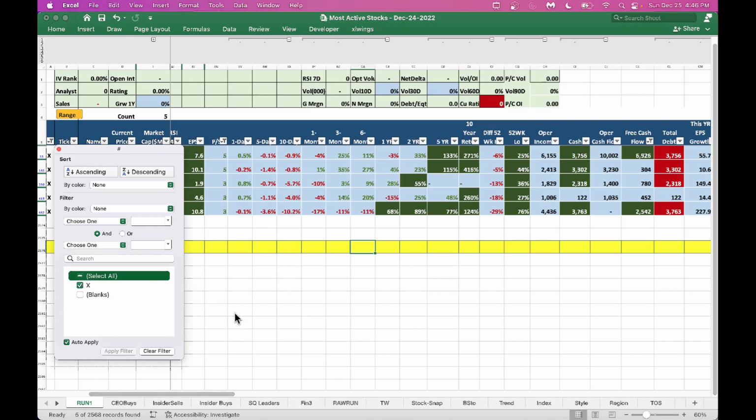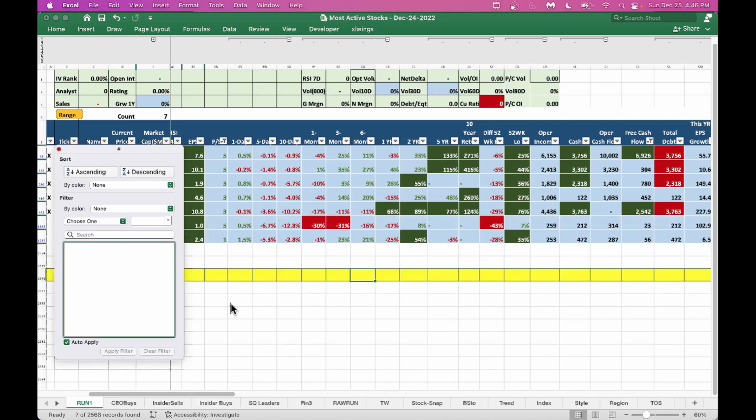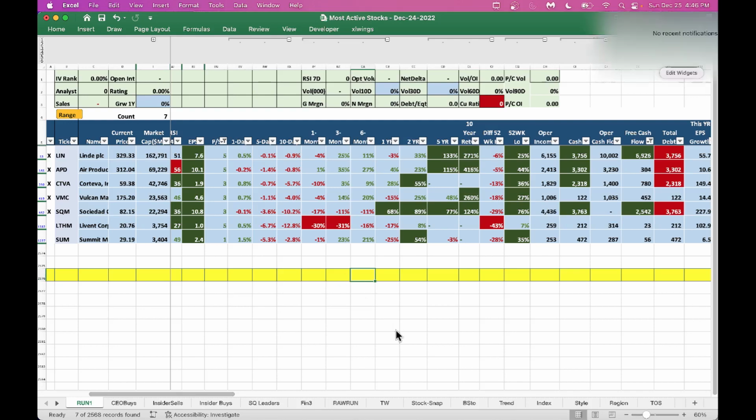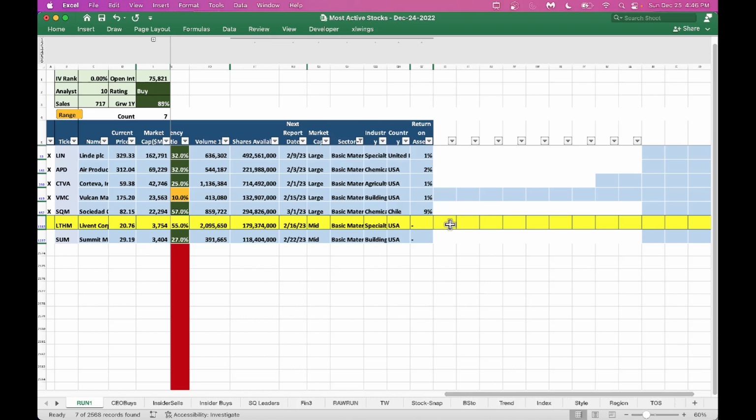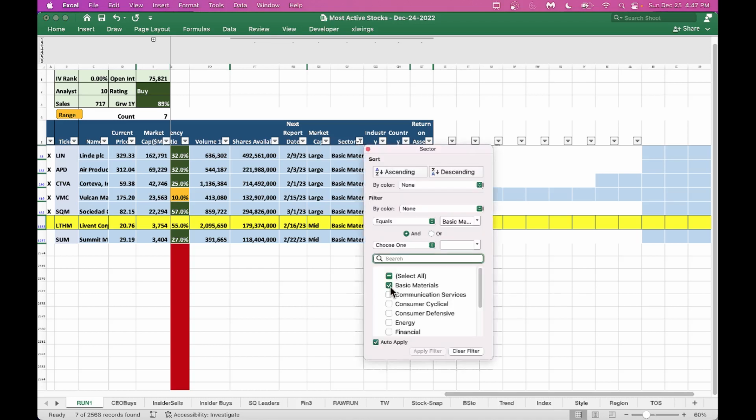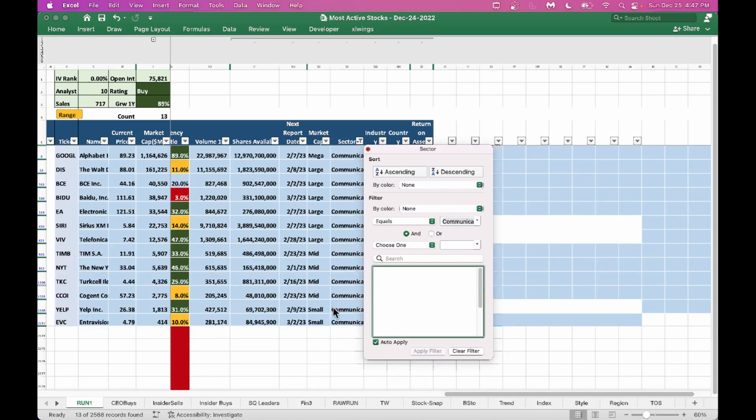Now our filter criteria is set. Now what we'll do is we'll look at other areas. Instead of basic materials here, we'll go into the next sector. Next sector, as you can see here, it will get easier. We'll go into communication services. This is where we've got companies like Facebook and Google and so on and so forth.